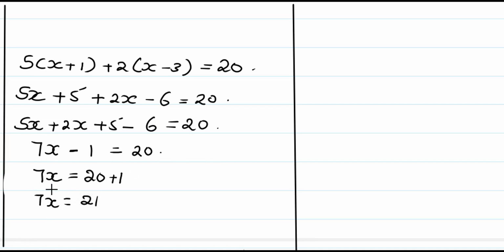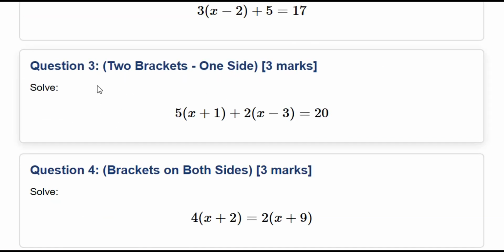Then from there, because I only need x, I divide both sides by the coefficient of x, which is 7, and here by 7, so it becomes 7 divided by 7 is 1, so 1 multiplied by x is x, is equal to 21 divided by 7, which is 3, like that. And that becomes the solution for this question 3 here.